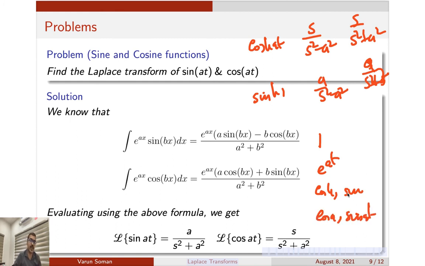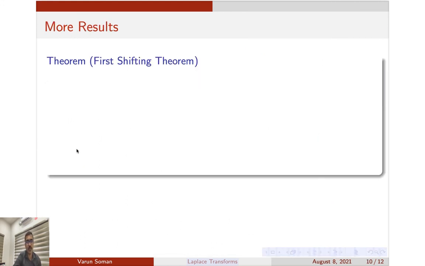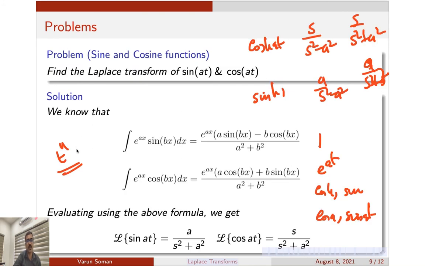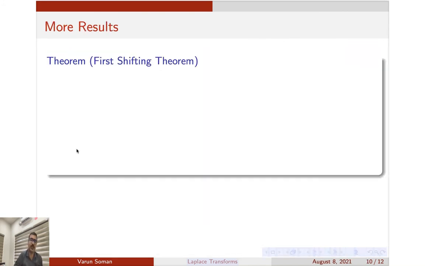One more thing is there. Next, you are going to find the algebraic function t raised to n. So with that, your table will be complete. Before we move on to that, let us introduce one more theorem called the first shifting theorem. It's a very simple thing. It helps you find the solution in the case of inverse Laplace transform.